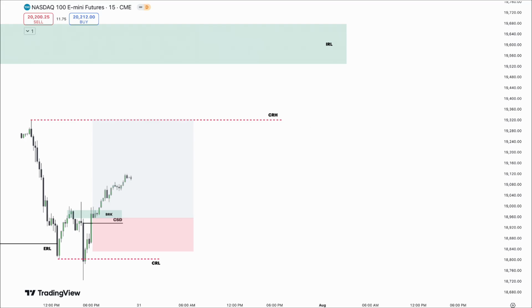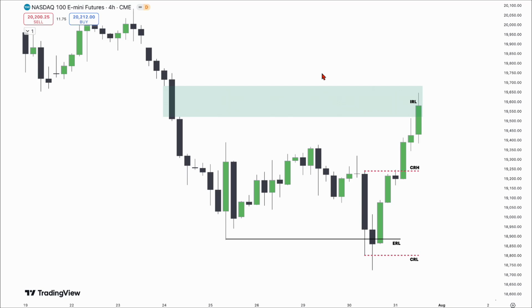this FVG. As you can see, our first take profit has been hit, so we'll extend our target to the next liquidity at the IRL and see how the price reacts. And you can see that the price finally reached our target. Additionally, if you look at the higher time frame, you'll notice how the price moved from ERL to IRL by consistently creating high probability CRTs.